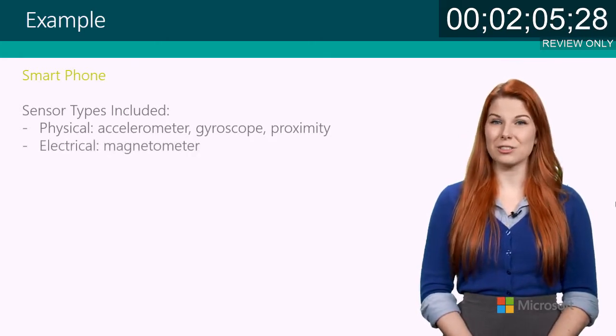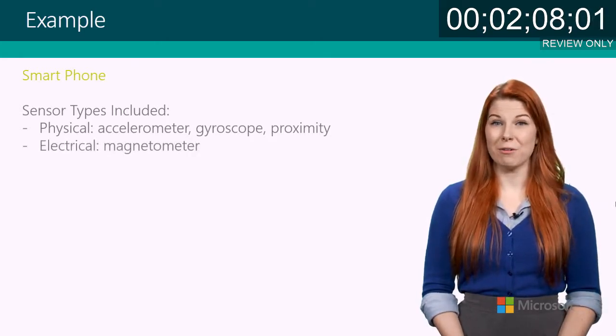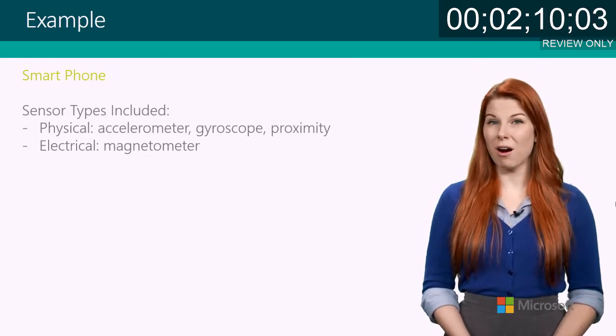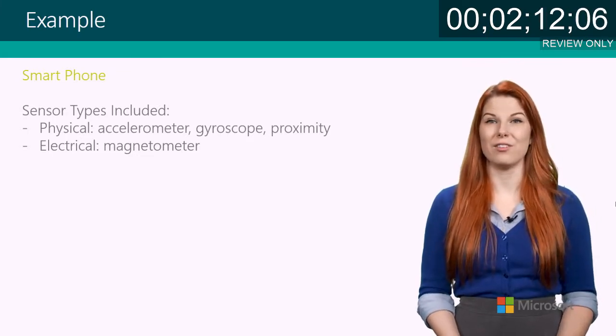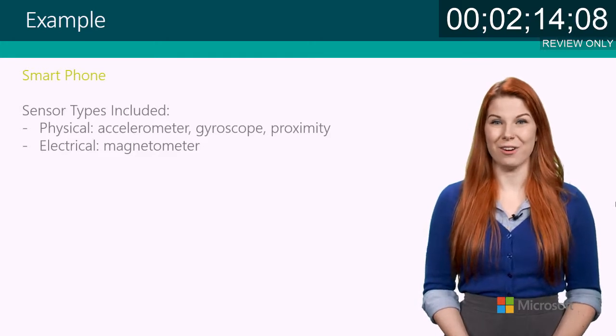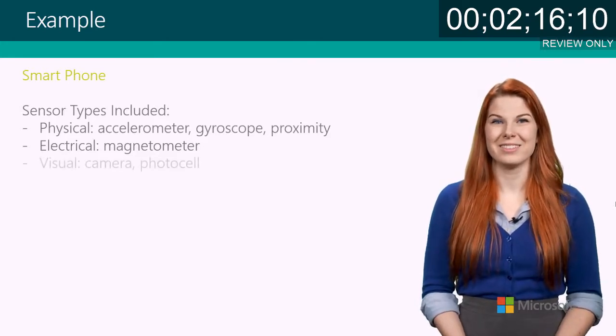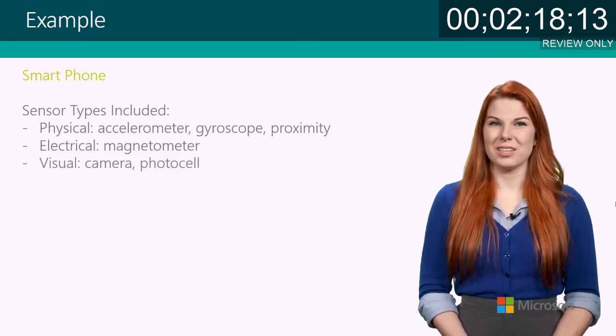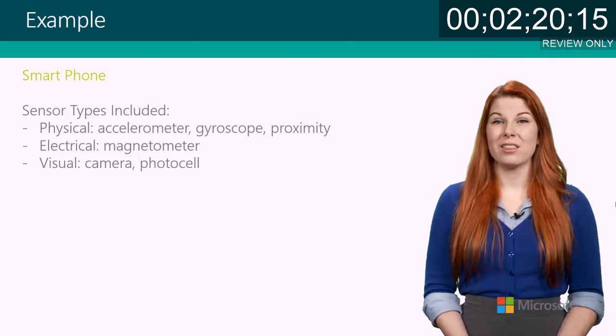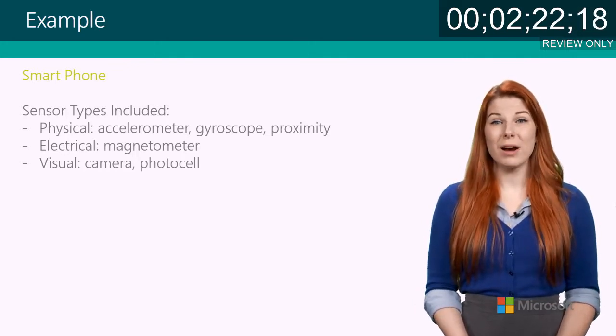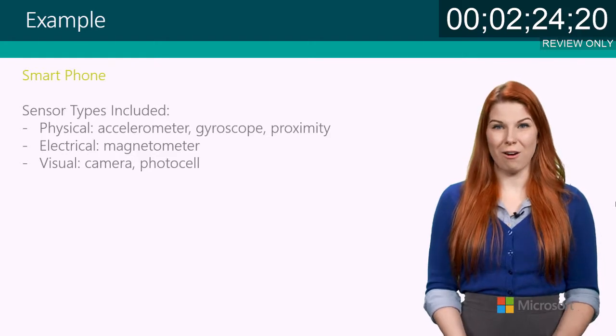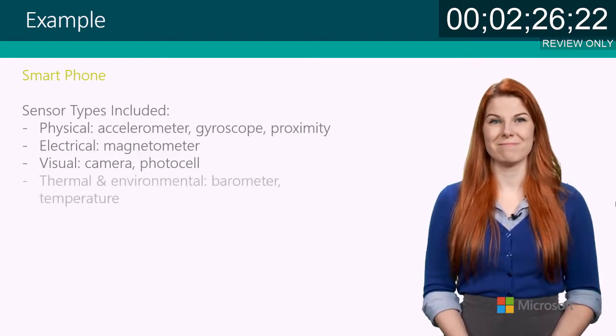Then there's the electrical sensor. That's the magnetometer, which measures where you are according to the magnetic field of the Earth. This is how your phone knows where you are physically. Then there's the visual sensors, things like the camera, the photocell, that can tell how bright it is outside and figure out how dim or bright to make your screen.